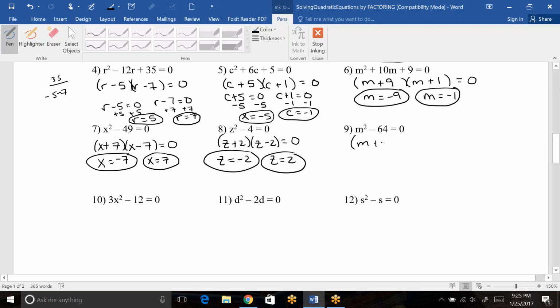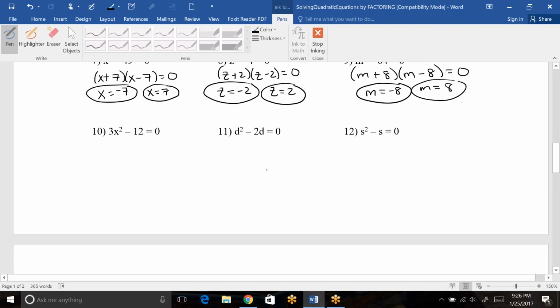This is M plus 8 because they're both perfect squares, and M minus 8. So we get M equals -8 for the first solution and +8 for the second solution. Essentially your solution is what would it take to make this parentheses 0.